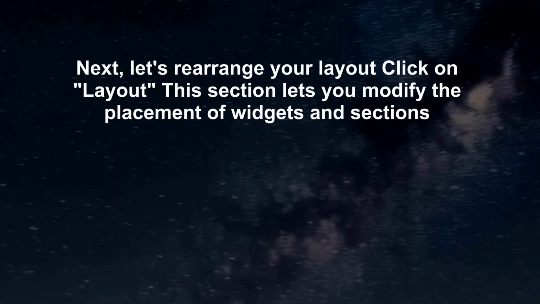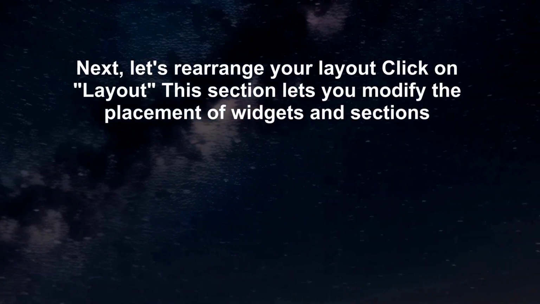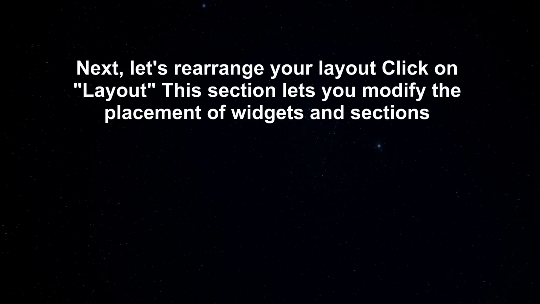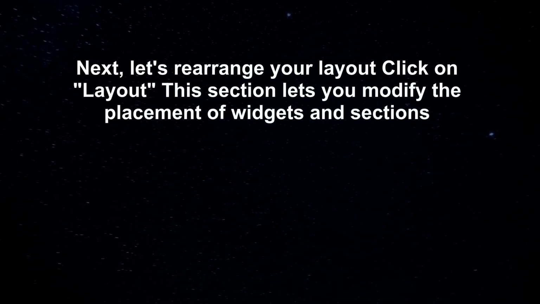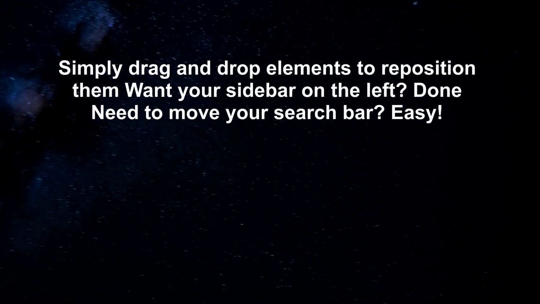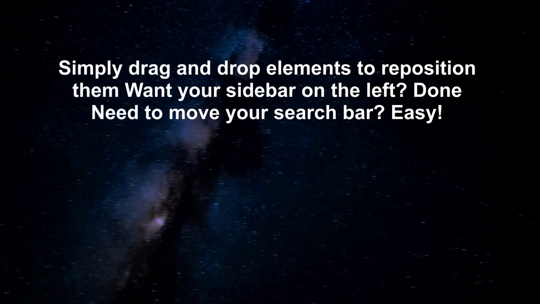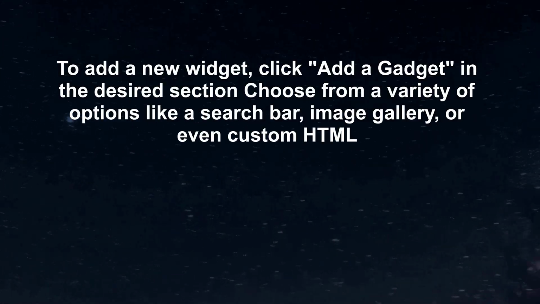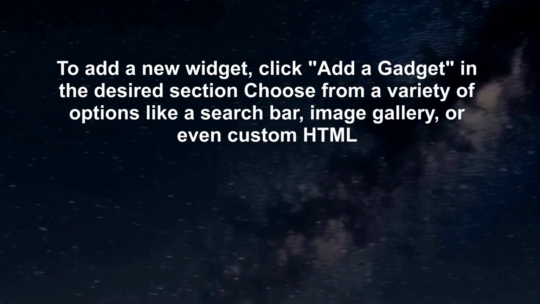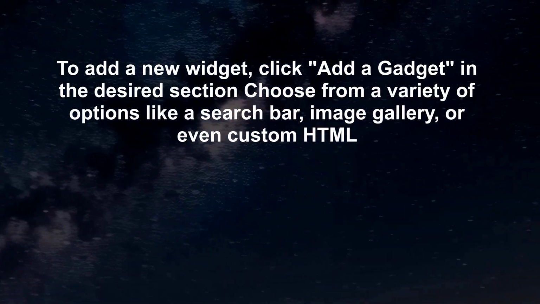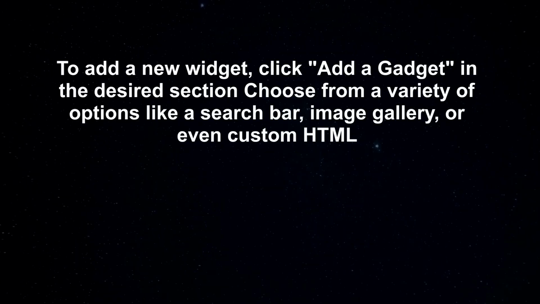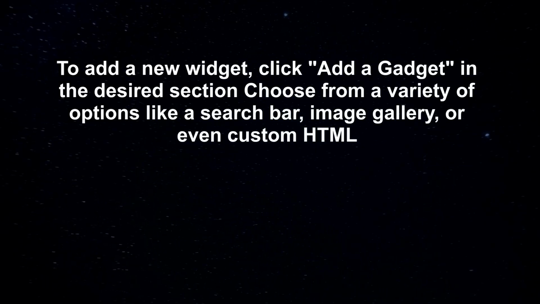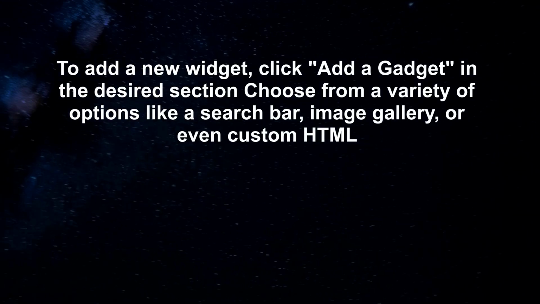Next, let's rearrange your layout. Click on Layout. This section lets you modify the placement of widgets and sections. Simply drag and drop elements to reposition them. Want your sidebar on the left? Don't need to move your search bar? Easy. To add a new widget, click Add a Gadget. In the desired section, choose from a variety of options like a search bar, image gallery, or even custom HTML.